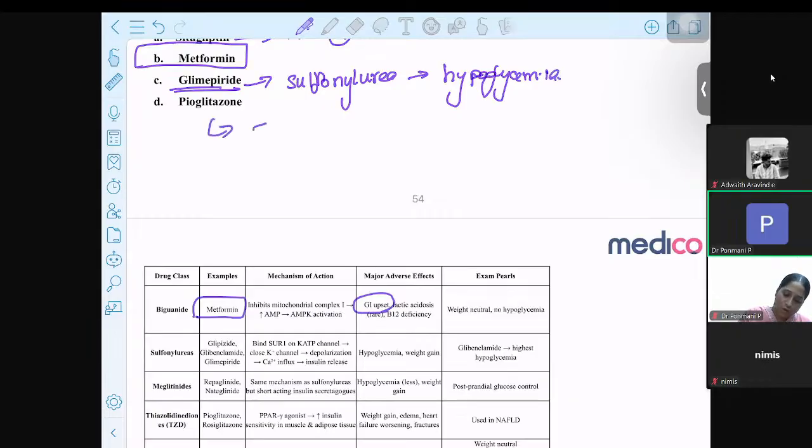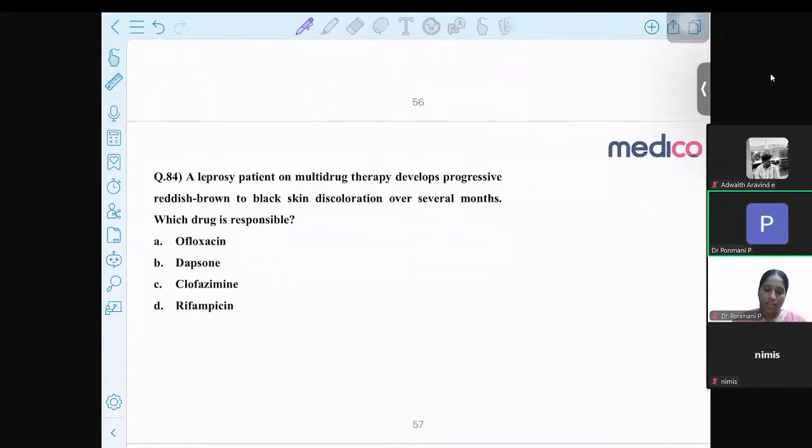And pioglitazone is a TZD, that is thiazolidinediones, okay? And this has the highest chance to cause weight gain, okay? So please remember the area of all the drugs, right? Now moving into the next question.